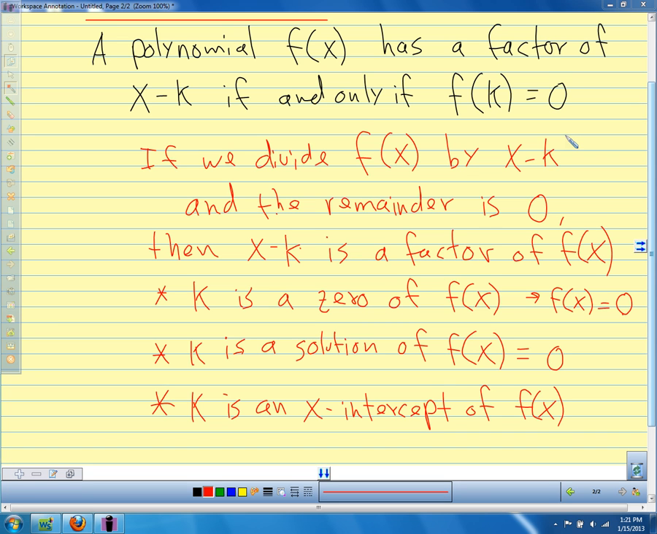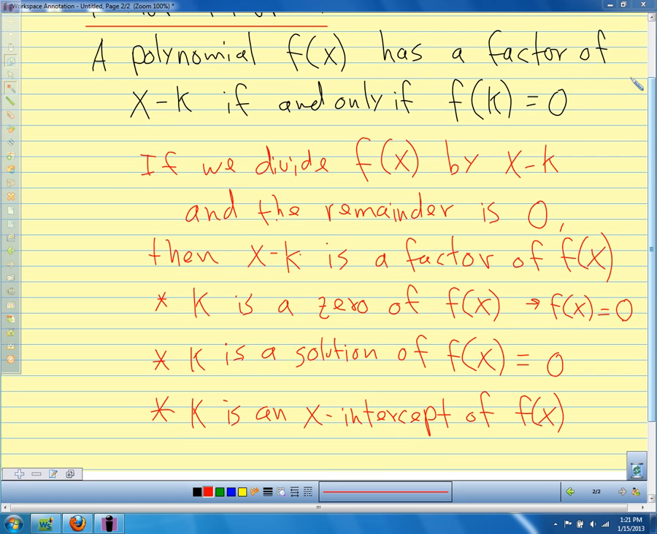So this is really one of the most powerful things we can use synthetic division for, is to figure out if we have a solution to our equation when our equation is a polynomial. So let's look at an example of how we're going to use the factor theorem. And this is really the biggest application of synthetic division.